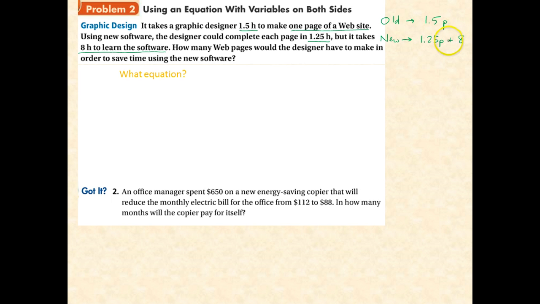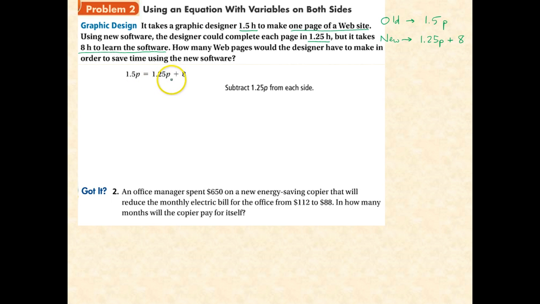So if we set these equal to each other, we'll find out the number of web pages that make it so the new way is equal to the old way. So the equation we're going to use is 1.5p equals 1.25p plus 8. So what are we going to do here? We've got p's over here and p's over there.